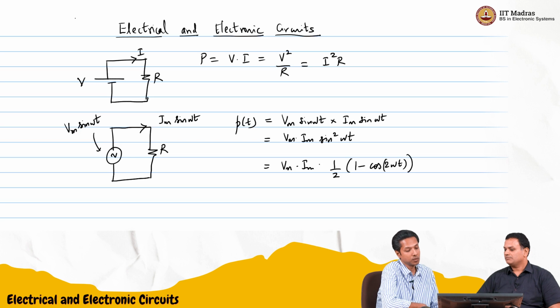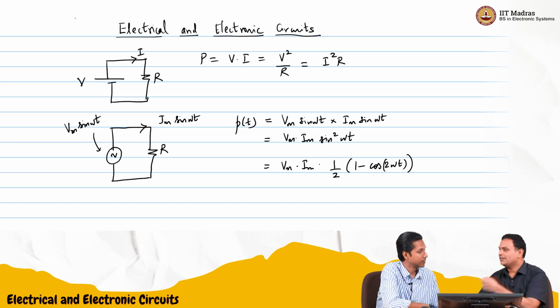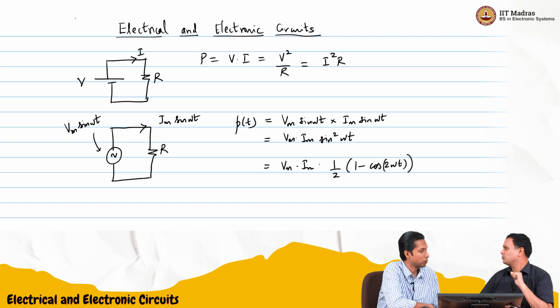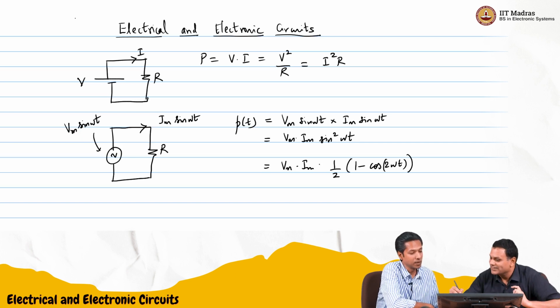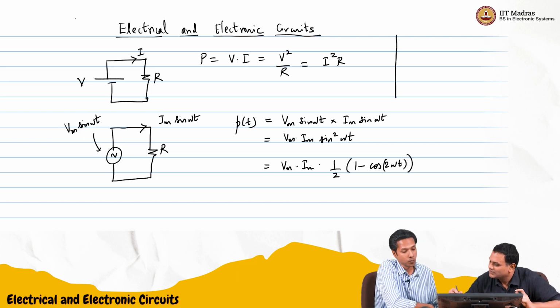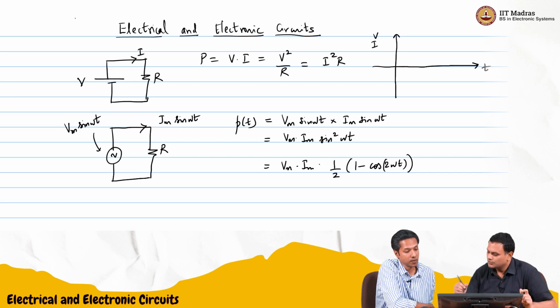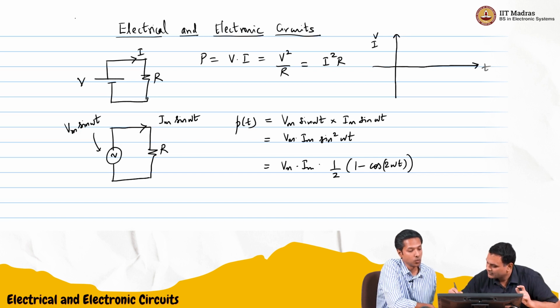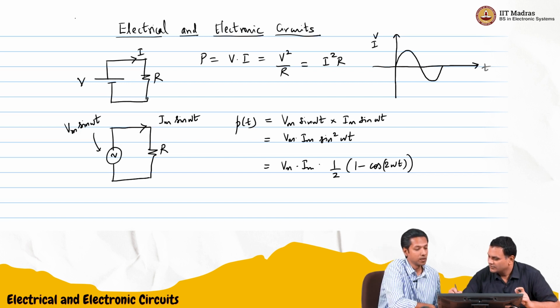So this means this instantaneous power will be at twice the frequency. Looks like it. We should plot it to confirm that is correct. So let's say we are plotting voltage or current. The voltage we said is Vm sin omega t. So this is Vm.